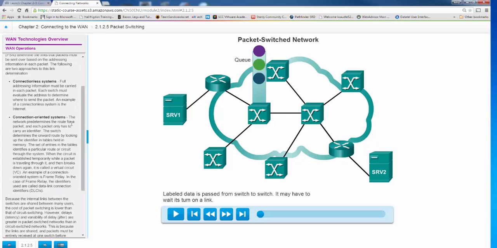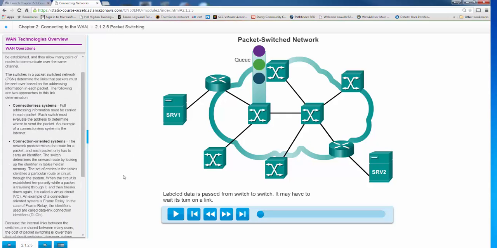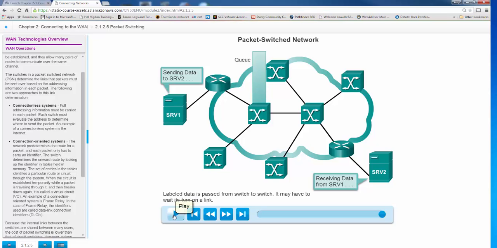So in more modern networks, we have a connectionless system which allows us to take data, segment it into smaller pieces, and then just throw it out in the cloud and let it be routed to the destination in the best possible fashion. Okay, so again, there are a couple of ways you can do that. One is a connectionless system where full address information is in each packet, or a connection-oriented system that predetermines the route for each packet, and each packet only has to have an identifier.